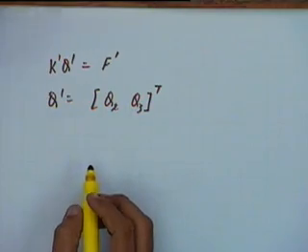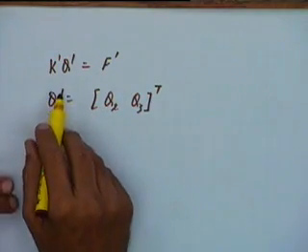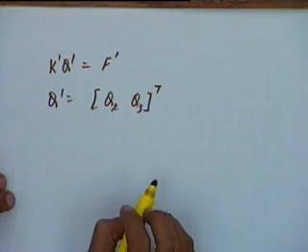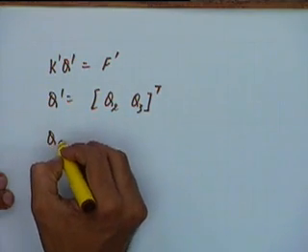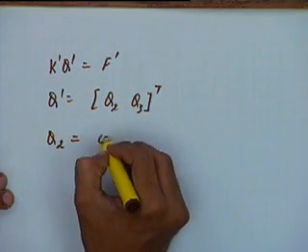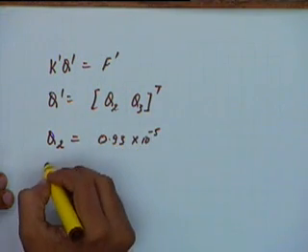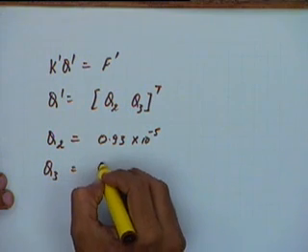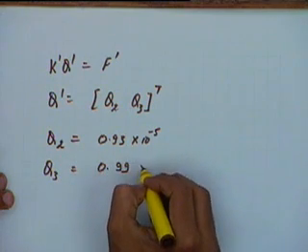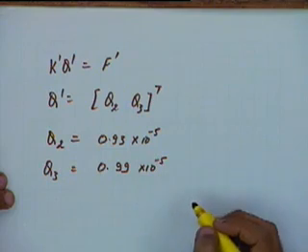So now I have a system of equations, two variables, two equations. I can easily solve it, and if you solve it, we get values like Q2 is equal to 0.93 into 10 to the power minus 5 inches, and Q3 is equal to 0.99 into 10 to the power minus 5 inches.